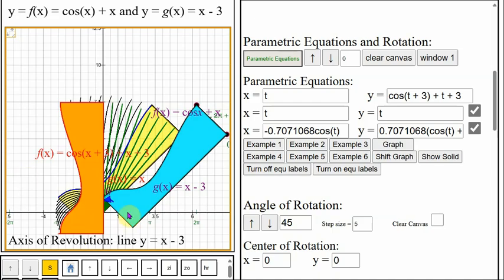And now let's talk about the boundaries. This is the original graph. Originally, the graph cosine of x plus x goes from x equal to 0 to x equal to 2 pi. And now let's find the parametric equations for this graph, and then we can find the volume of the solid of revolution.